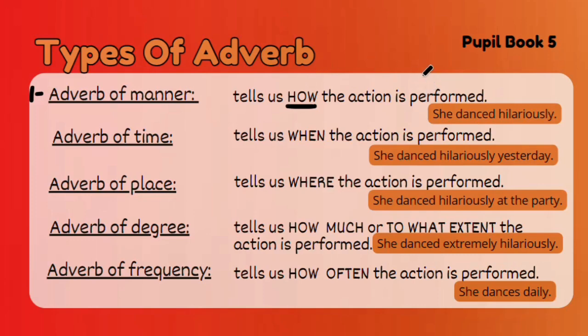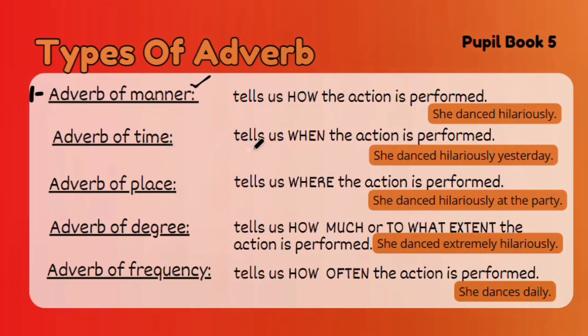If somebody is doing something, how is he doing it? For example, she danced. How did she dance? Hilariously. So the word hilariously is telling us something about the action of dancing. Okay? She did something. How did she do it? If a word describes this, you will say that this is the adverb of manner.